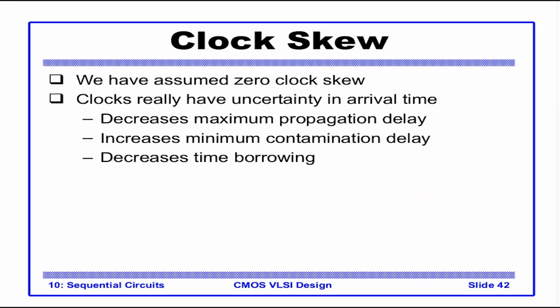Now, in all the previous examples, we were assuming that clock skew is 0. What it means is that the clock arrives on flip flop 1 and flip flop 2 at the same time, but this is not exactly true. Since clocks go to thousands of flops in the design, not all the flops will get the clock at the same time. There will be some uncertainty in the arrival time. What the uncertainty does to your design is that it decreases the maximum propagation delay, it increases the minimum contamination delay, and it decreases time borrowing, so it affects negatively in all the cases.